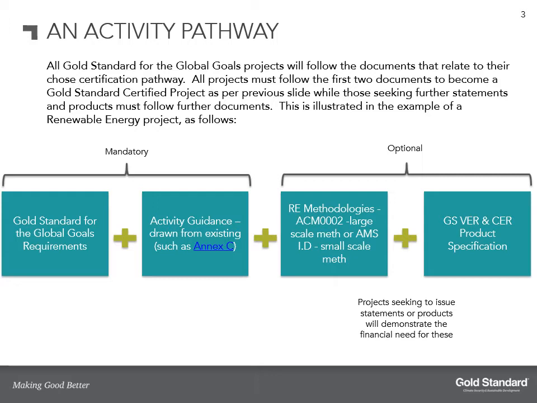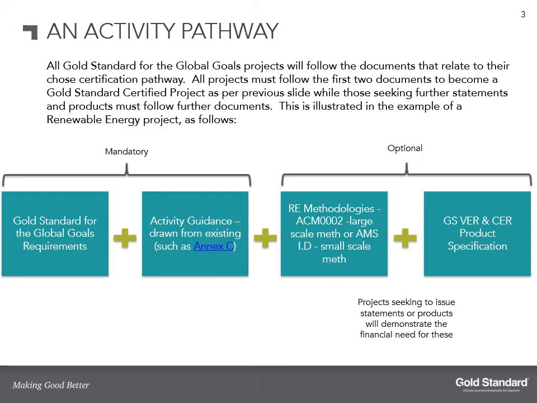And then secondly, as an option, projects can choose to issue Gold Standard certified SDG impact statements or Gold Standard certified products such as carbon credits, and that's the example I've chosen here. So the two right-hand boxes are optional in this project pathway.